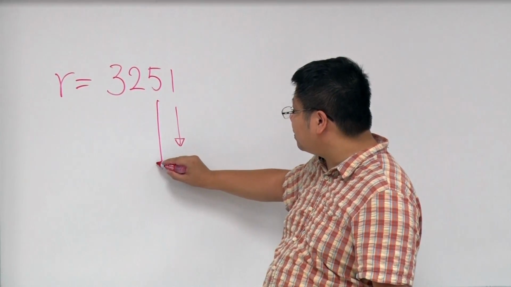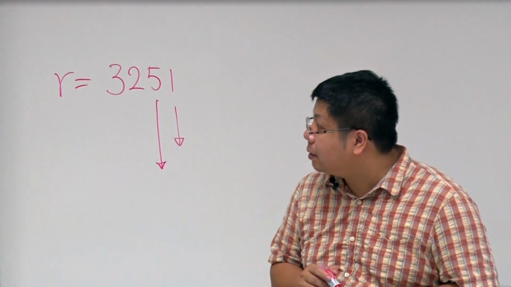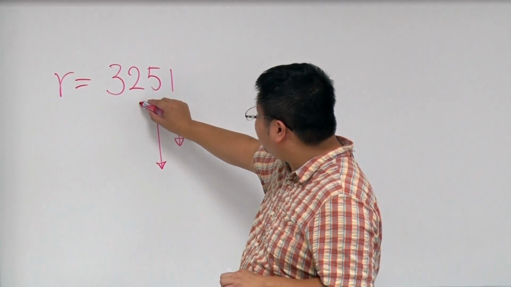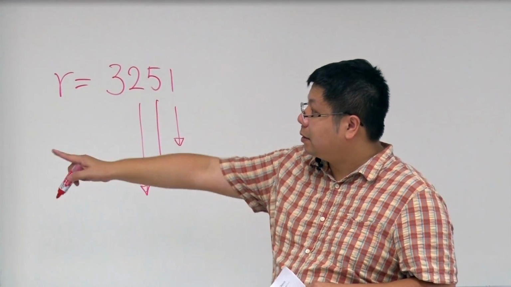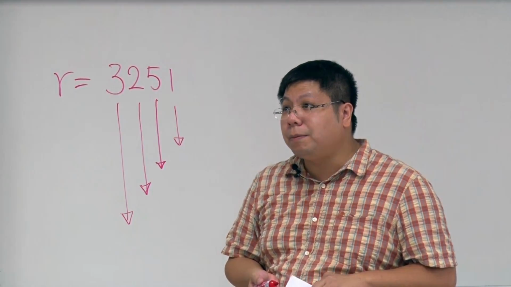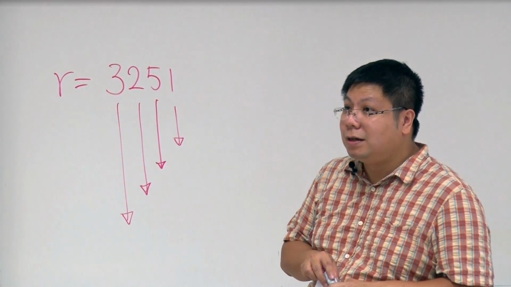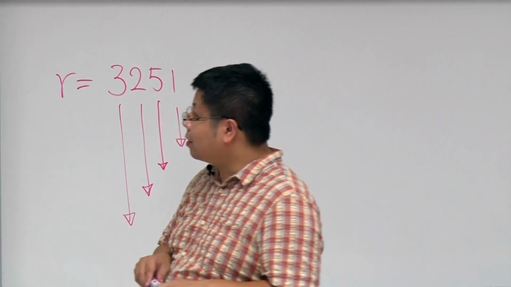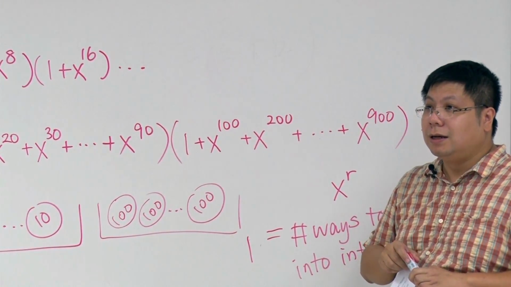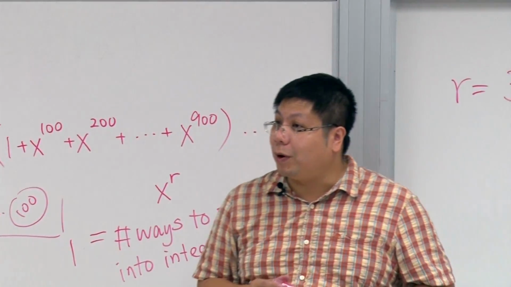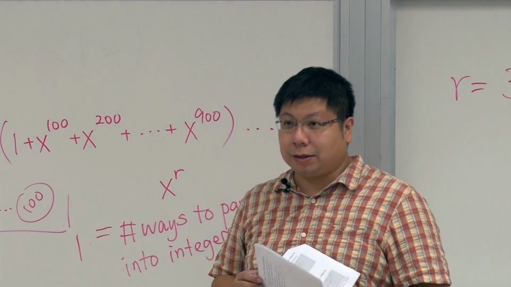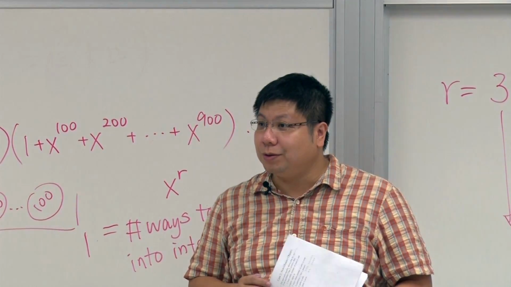And similarly, I must be exactly taking 50 apples from the second box. Is that okay? And then I must be picking exactly 200 apples from the third box. And then I must be picking exactly 3,000 apples from the fourth box. So the coefficient turns out to be 1. The reason is that there is exactly one way to decompose a number into the decimal system. Does that make sense to you?